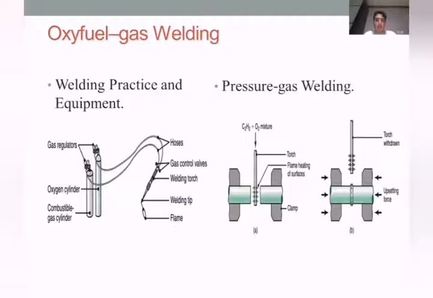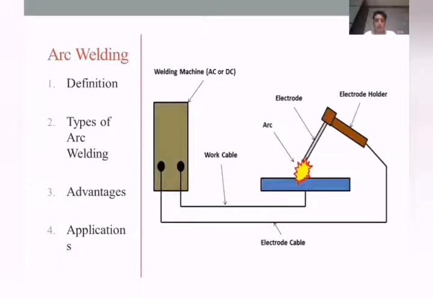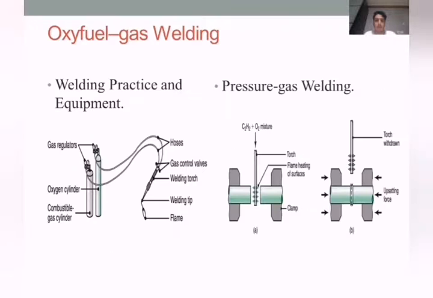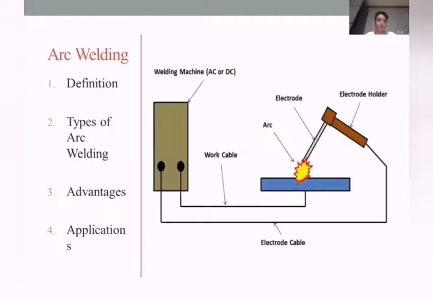In the next picture, we have the basic equipment used. The basic equipment used is all in the picture. Now pressure gas welding: in this method, the welding of two components starts with the heating of the interface by means of a torch using an oxyacetylene gas mixture. Now we will continue with my teammate Khalil.